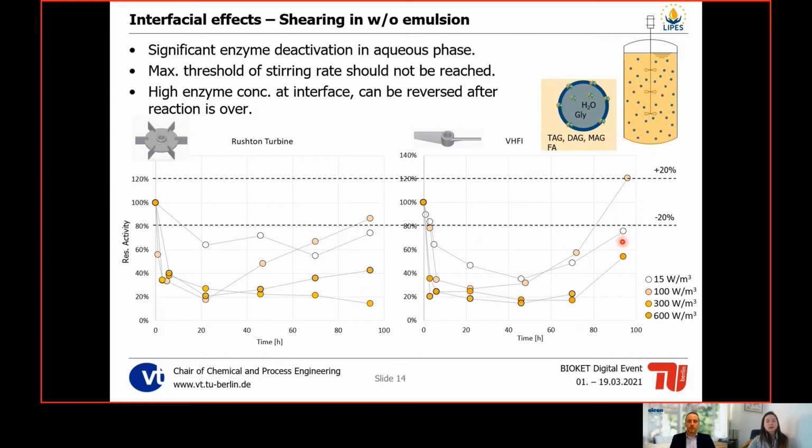And this indicates that it's not a true deactivation. It's just that the enzymes are adsorbed on the interface and are no longer in the bulk phase where we test the enzyme activity. That could be the reason why it comes back more active after the reaction is completed: the enzymes move back from the interface to the bulk phase. But of course, you can see here that between 300 and 600 watt per cubic meter, there is rarely reactivation of the enzymes, which leads us to believe there is really a maximum threshold or shear rate that a specific enzyme molecule can withstand.